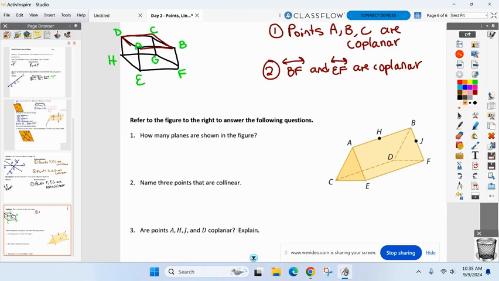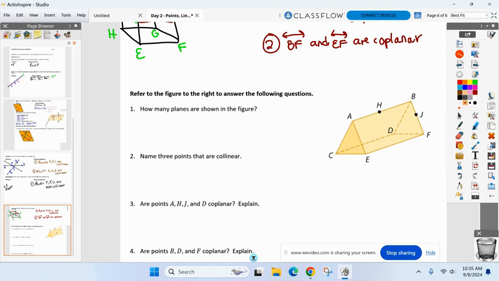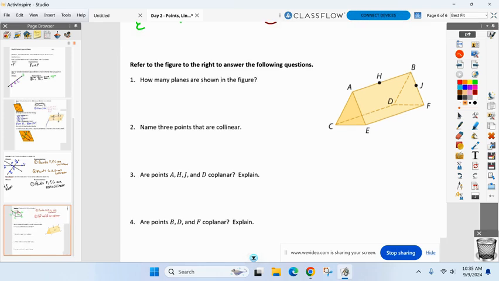You and your group, you've got 4 questions using this figure right here to your right. Try to answer as best as you're able, and we'll go over them as a group in about 2 minutes. Okay? 5 planes.